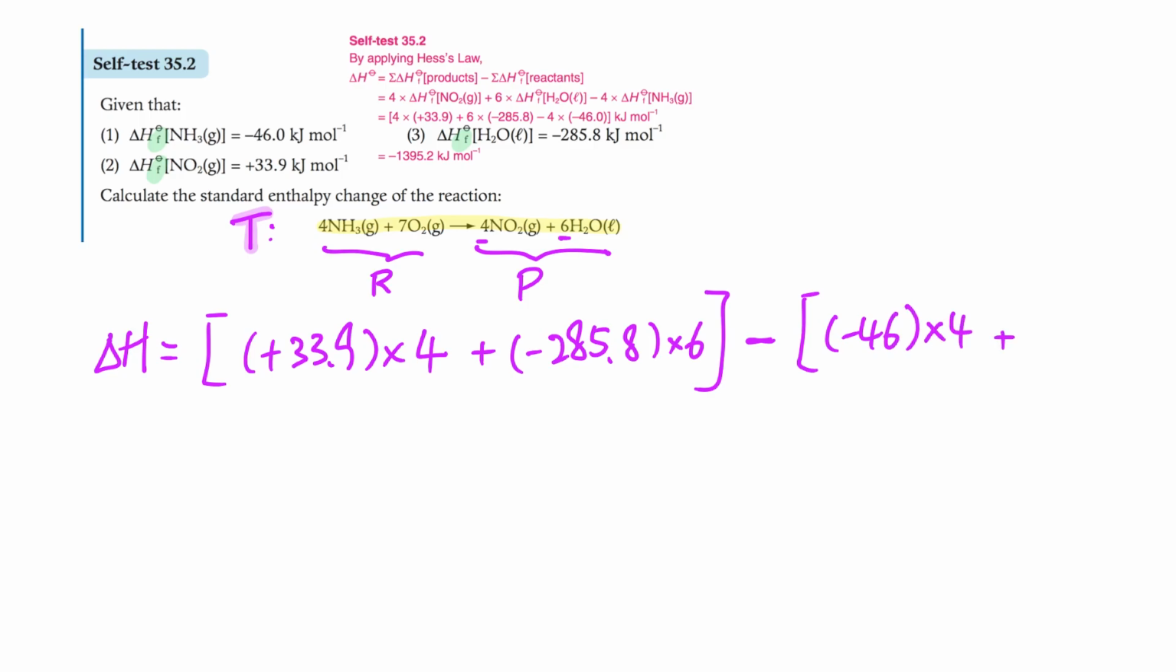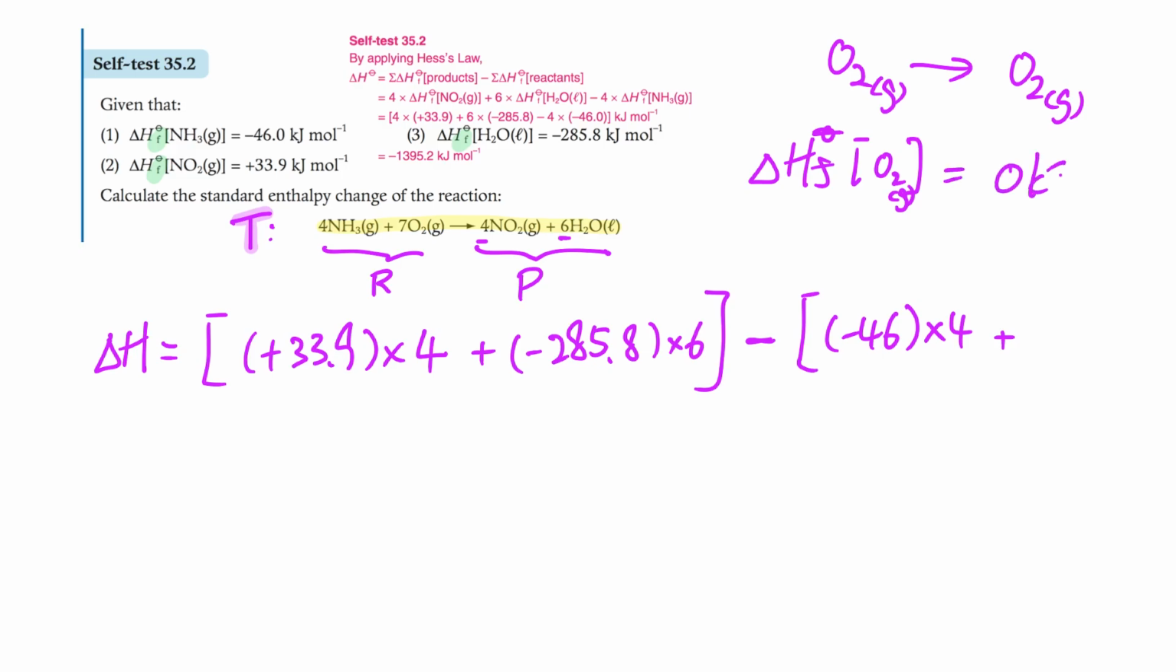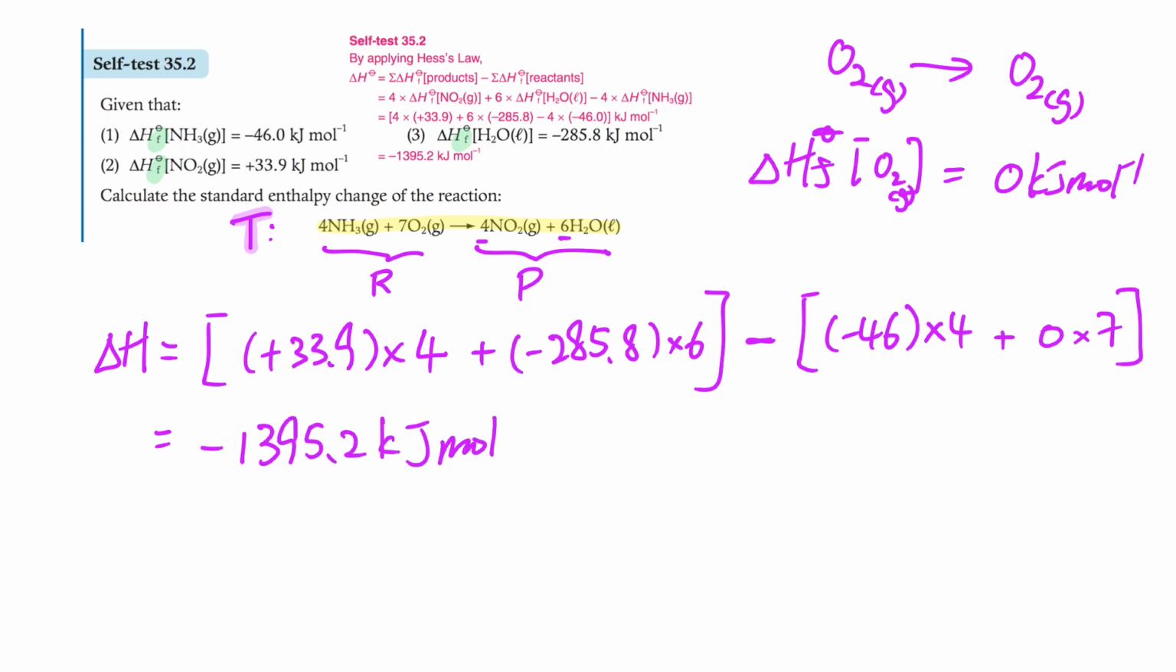And then do we have the formation of oxygen? Remember, if you write formation of oxygen, actually it means oxygen to form oxygen. They're the same thing, so you will know that this one will be 0 kilojoule per mole. If it is an element, the formation of an element in the standard state should be 0. So no matter how many of them, it will be 0 here. By doing so, you will find the answer to be negative 1395.2 kilojoule per mole. So this is how we do the questions.